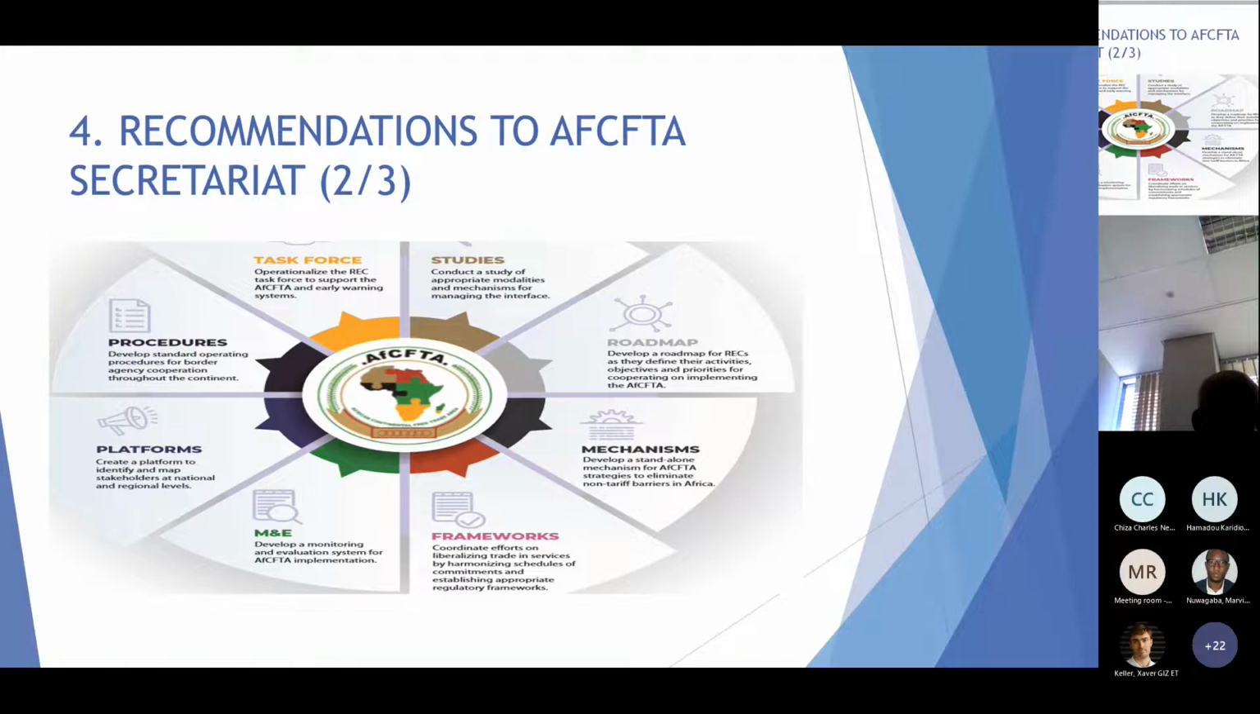The CFTA Secretariat is also requested to develop standard operating procedures for border agency cooperation throughout the continent. It is also requested to create a platform to identify and map stakeholders at national and regional levels.